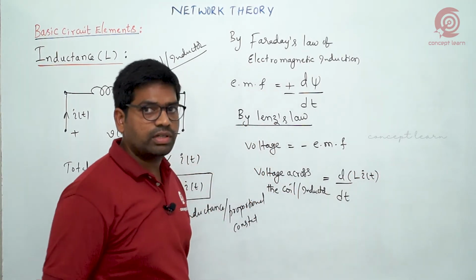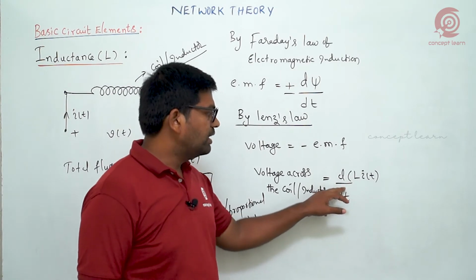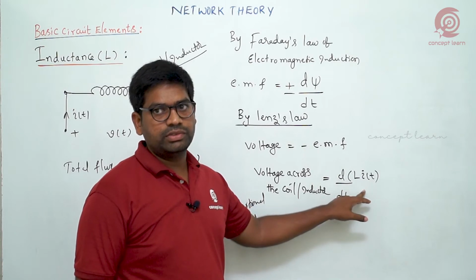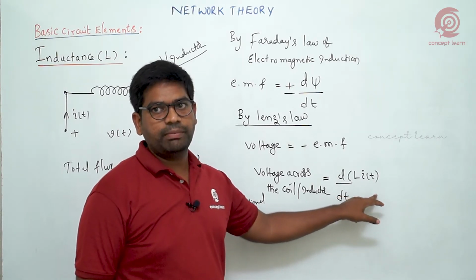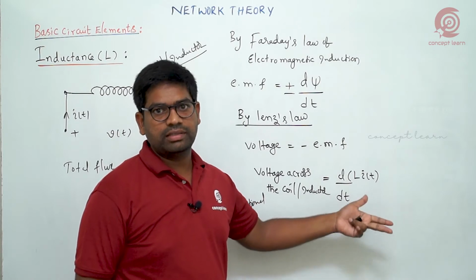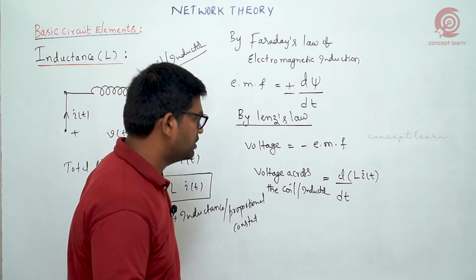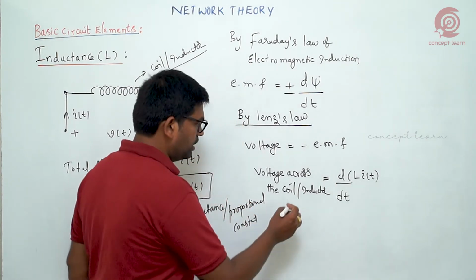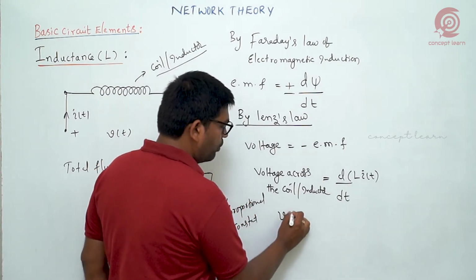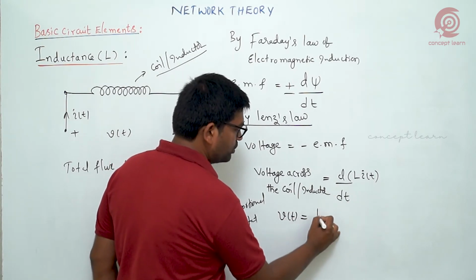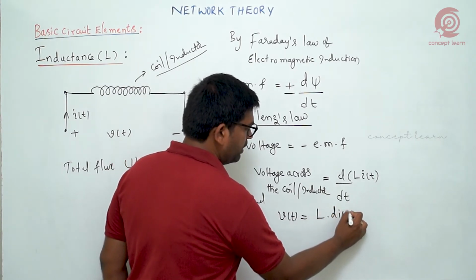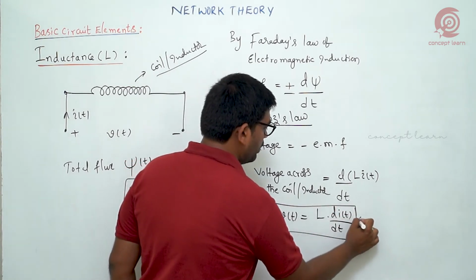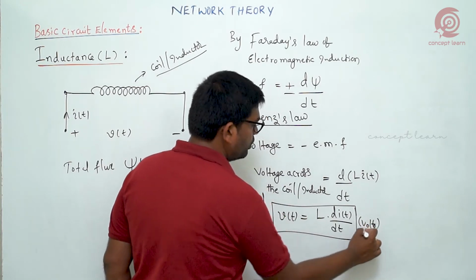The differentiation of a constant is 0. It is just in the form of d by dt of u into v. So when I expand, it is u dash into v plus v dash into u, like that you can follow basic differentiation. But dL by dt becomes 0 because L is a proportional constant. So what relation do we get? The voltage across the inductor we can write as L into di of t by dt. This is the voltage across the coil or inductor, and you can write the units as volts.